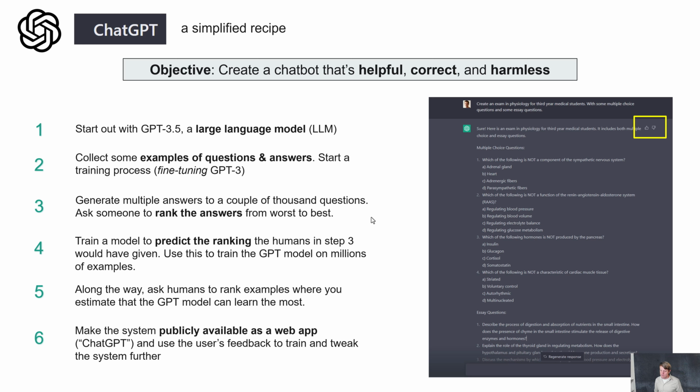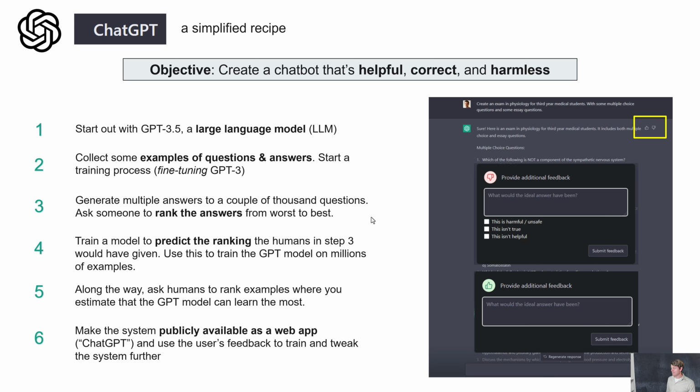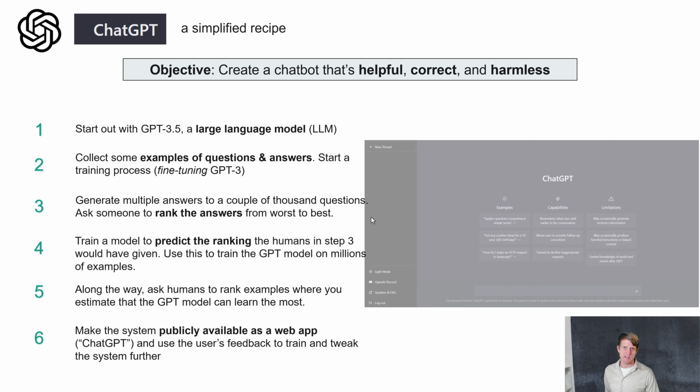And if you click them, say you click thumbs down, what are you asked? Well, whether the response is helpful, correct, or harmless. And you're also asked what would the ideal answer have been? This would be gold for OpenAI if you gave them this, right? And this is actually worth so much that even if you hit thumbs up, you're still asked what would the ideal answer have been. So there you have it, ChatGPT.